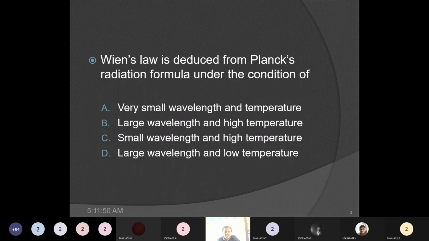Next, Wien's law is deduced from Planck's radiation formula under the condition of which? We already discussed Planck's radiation law, Wien's law and the Rayleigh-Jeans law. Wien's law works only for very small wavelength and temperatures. The first option is the answer: Wien's law is deduced from Planck's radiation law under the condition of very small wavelength and temperatures.